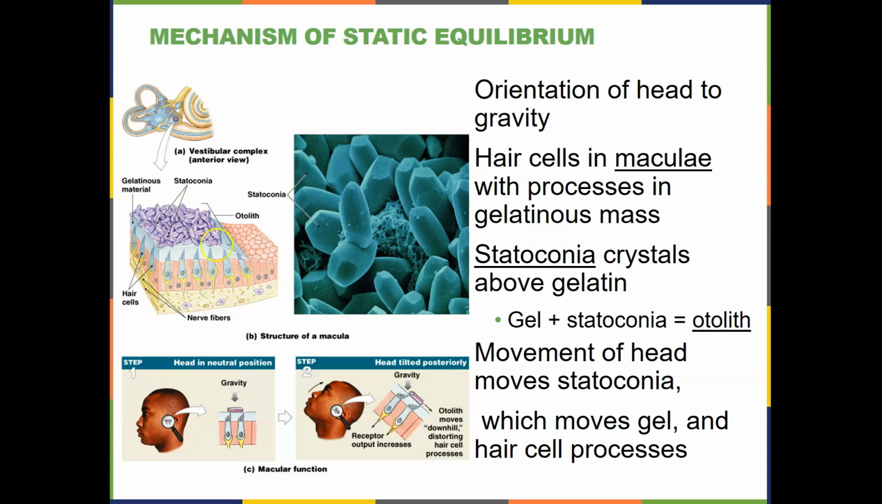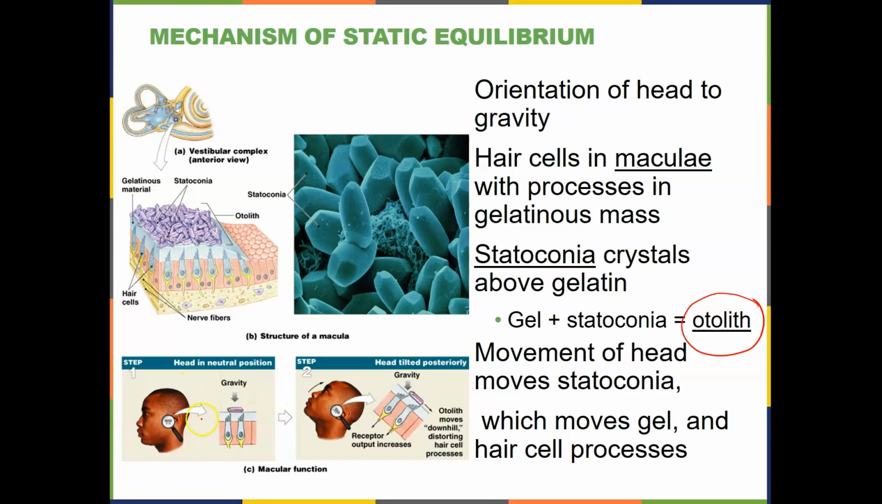On top of that is the gelatinous macula, and then on top of that are these little crystals called statoconia or statoliths. Statoconia are crystals above this little gelatinous layer, and the gel plus the statoconia together are called otoliths. So this whole thing is the otolith. These little crystals tend to remain stuck to this gelatinous material because it's sticky. And so these macula move back and forth depending on the direction that we move our heads.